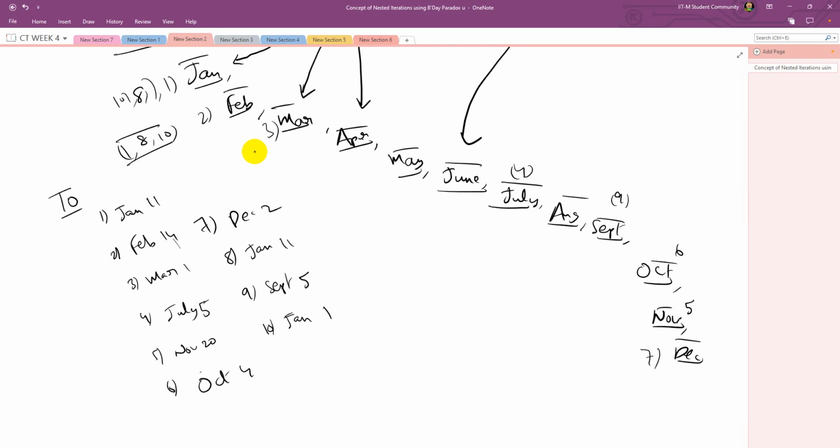So the first card has his birthday on January 11, and the 8th card has her birthday on January 11. So card number 1 and 8 are having the same birthday, and card number 10 has his birthday on January 1st. So it is not matching, and card number 1 and card number 8 are matching with the same birthday, which is January 11.